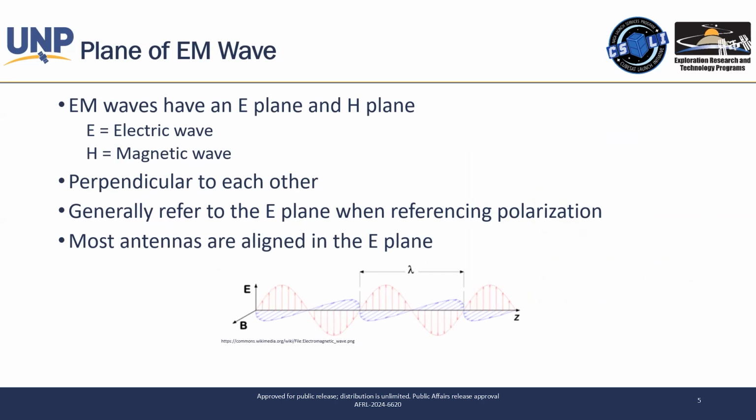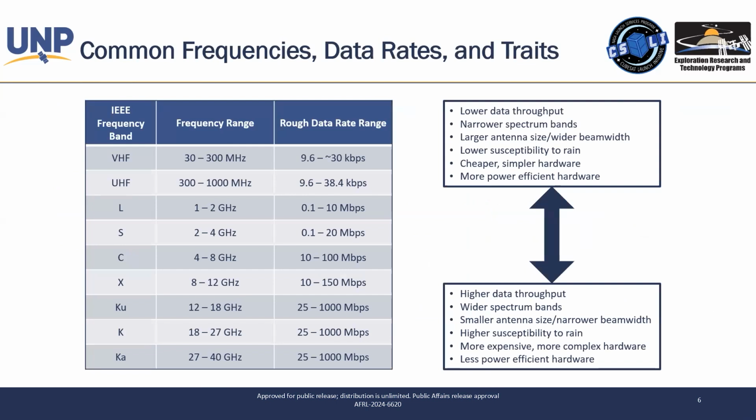Generally, when we polarize an antenna, we polarize it with respect to the electric field. It doesn't matter that much, but just for your cognizance. Here are some of the common frequencies that we talk on. We give them these letter and acronym designations so we know what we're talking about. So if I say this is an S-band radio or this is an S-band antenna, I mean it's talking over this frequency. And this also gives you the rough data rate that you can get at that frequency as well.